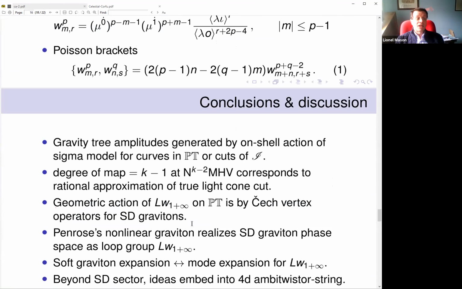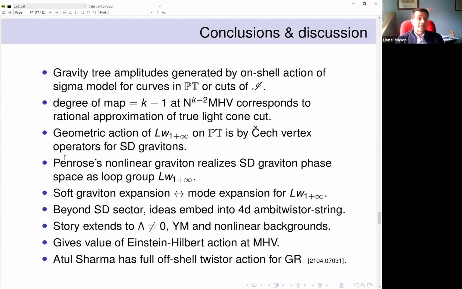Okay, I think if you just go to this statement here, this is the statement that I would want to focus on. So Penrose's nonlinear graviton construction realizes the self-dual graviton phase space as the whole of the nonlinear loop group for the area preserving diffeomorphisms. That's the statement I want to make, and you can find that already in the last section of his 1976 article. Yes, I went and read that after you pointed out to me, and there it is. I should have mentioned it yesterday.